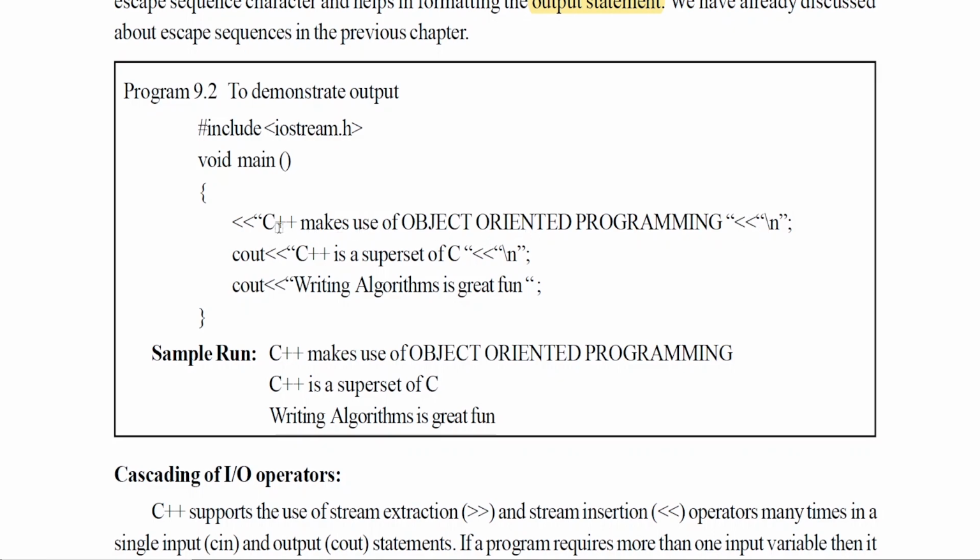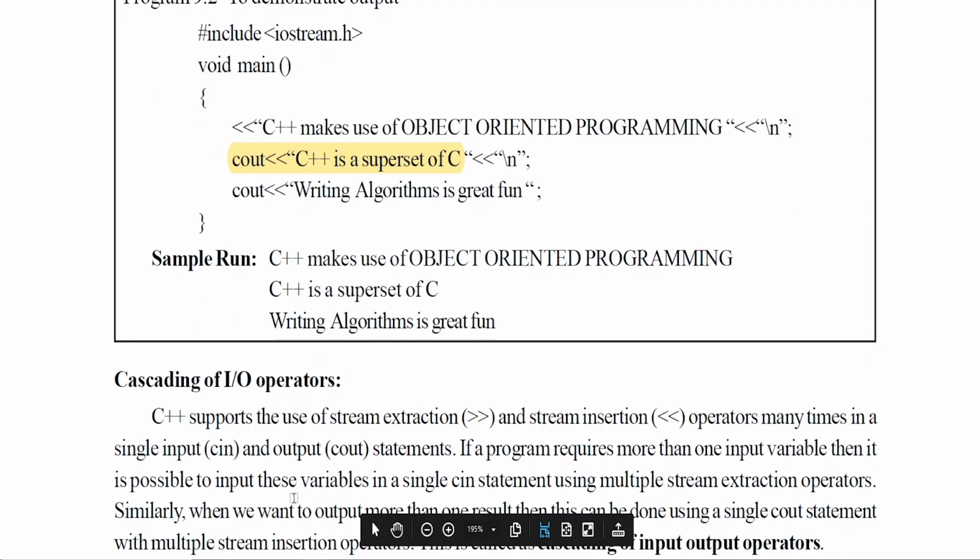C++ makes use of object-oriented programming. So \n means it goes to the next line like this. Whatever you type comes in the next line. If you don't use the \n or endl, the same will be continued. This also appears in the same line only. So you can see here also \n, so "writing algorithm is a great one" comes in the next line. Otherwise, if you don't write this, it comes in the same line. That's the use of line break. That is, we use \n, or we can also use endl.